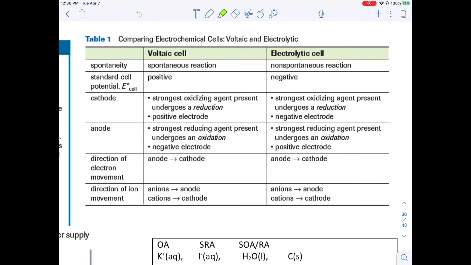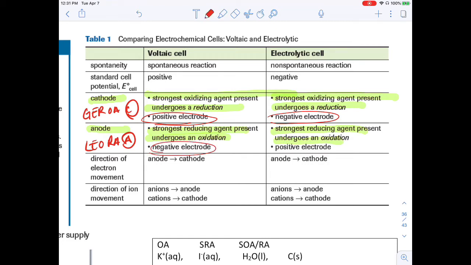The cathode and the anode are still going to undergo the same kind of reaction. Cathode is going to be OA, that's the cathode. LEO, RA, is the anode. That's the same for both kinds of cells. Something that's different, though, is that the cathode is the positive electrode in the voltaic cell, and it's negative in the electrolytic cell. For the anode, it's still LEO, RA for both of them, but again, the positive or negative is switched.